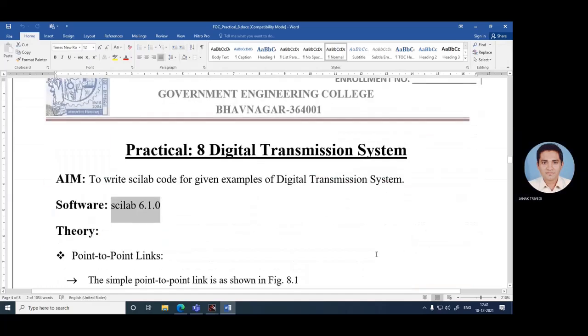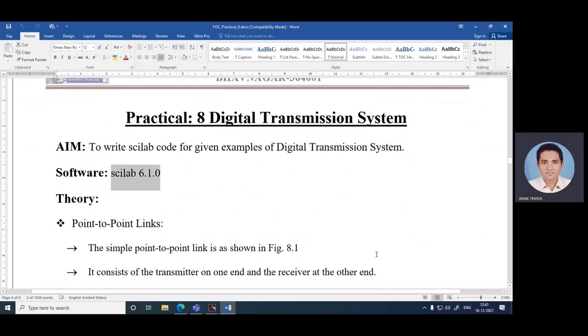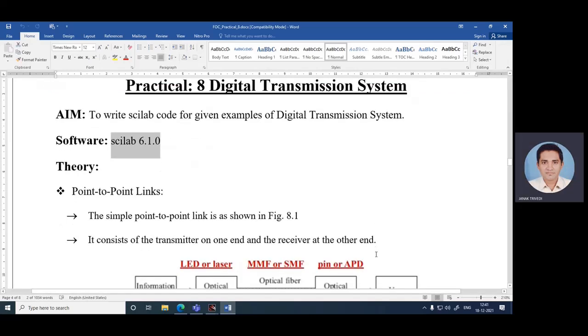Practical 8. Digital transmission system. Aim: to write a Scilab code for a given example of digital transmission system. Software is Scilab 6.1.0. Theory: point-to-point links.